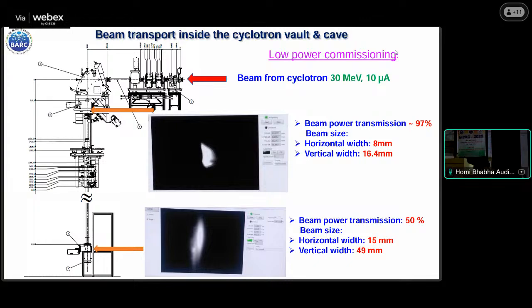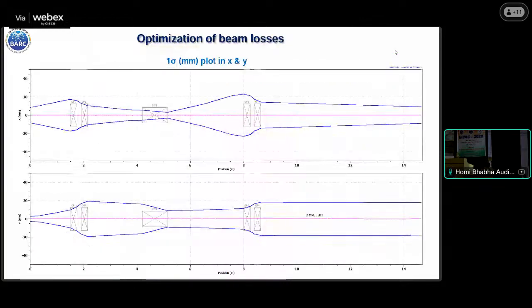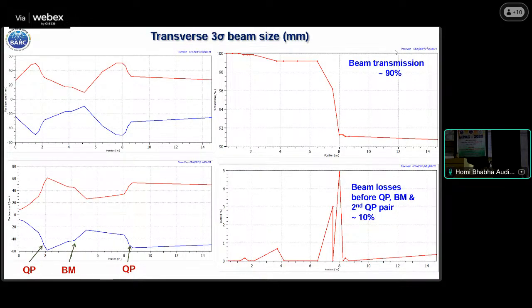So to minimize the beam losses, we have carried out the beam dynamics simulation in TRACEBEAM software. So this is a 1 sigma plot in X and Y. So you can see in 1 sigma there are no losses. But when we see this 3 sigma plot, our beam vacuum aperture size is 100 mm. So in X you can see there are no beam losses, but in Y the beam envelope is going above 50. It is touching 60, and also in minus it is touching 60.